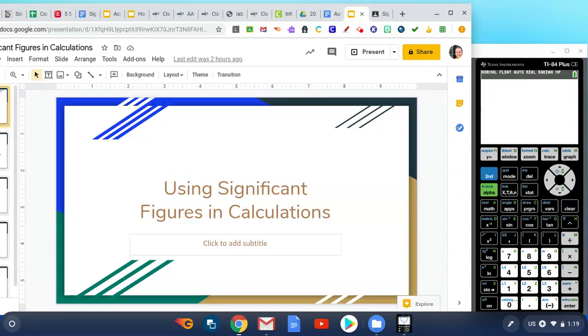Hi guys, this video is about using significant figures in calculations. The other day in class we talked about how to identify how many significant figures you have in a number. Today we're going to talk about how you use multiple numbers in calculations and determine how many digits you should report for your answer.